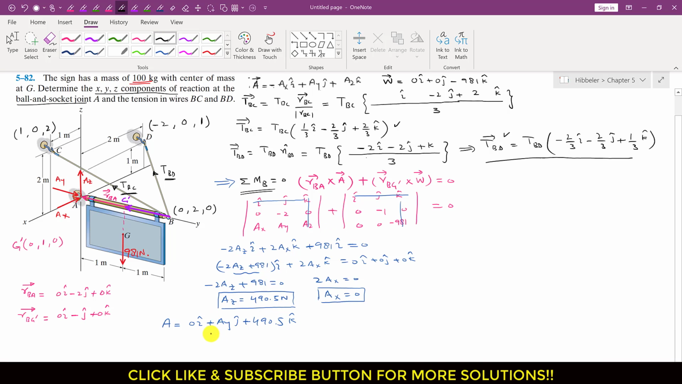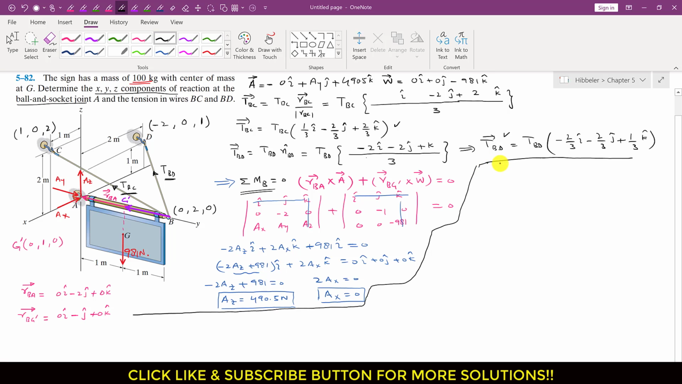So now we can write this updated equation here, right? So this will be minus 0i, this is ayj, and this will become 490.5k, right? So this is our updated A equation. We have found Ax and Az, right?